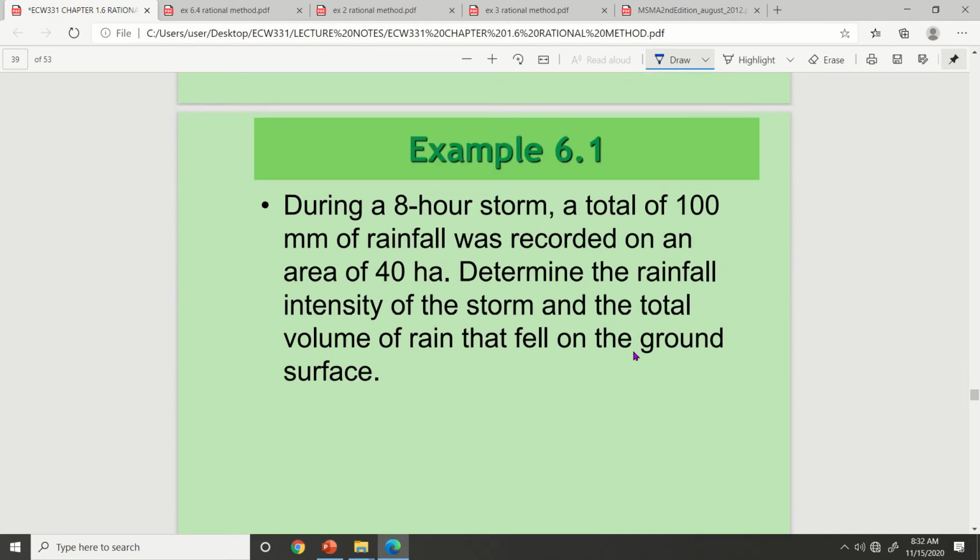So during 8 hours, a total of 100 mm of rainfall was recorded, this one is P, over an area of 40 hectare. Determine the rainfall intensity. So the question needs you to find I, the intensity of the storm, and the total volume of rain that fell onto the ground.